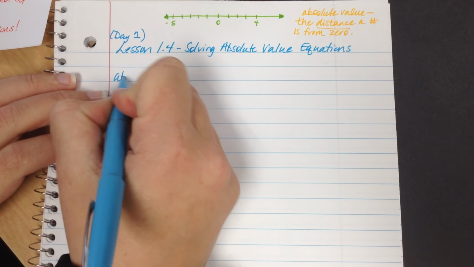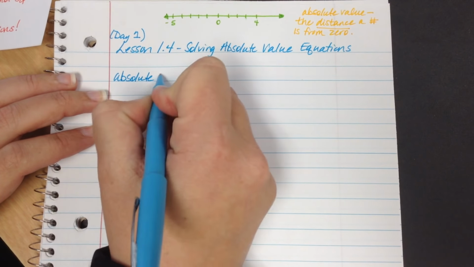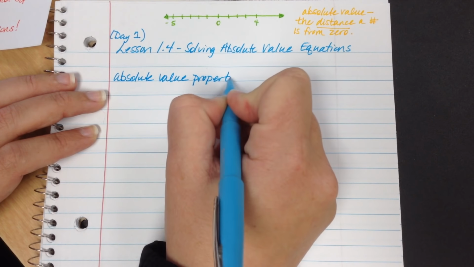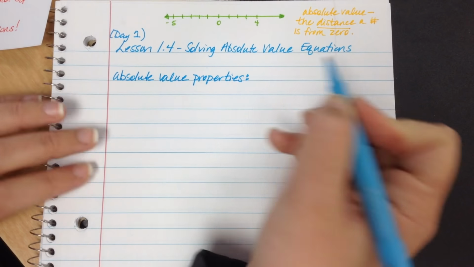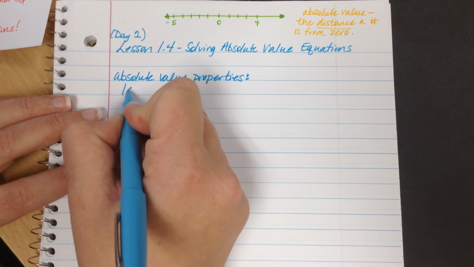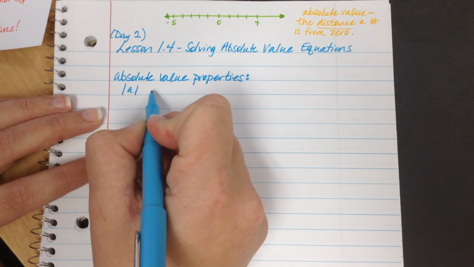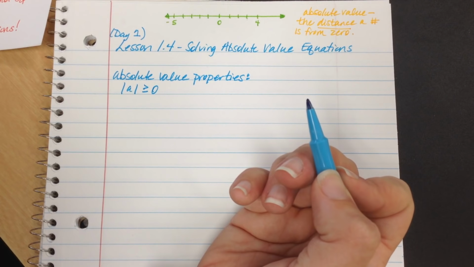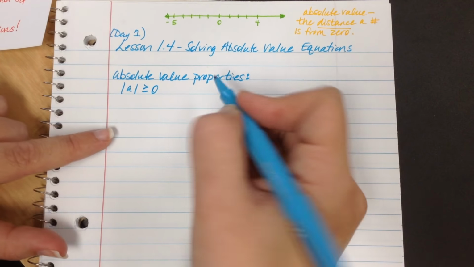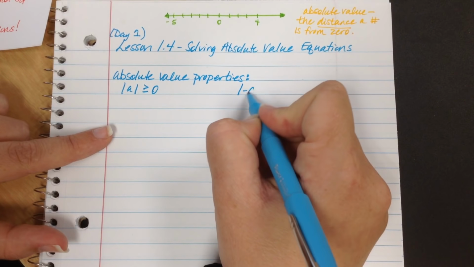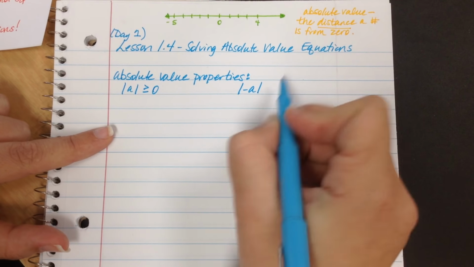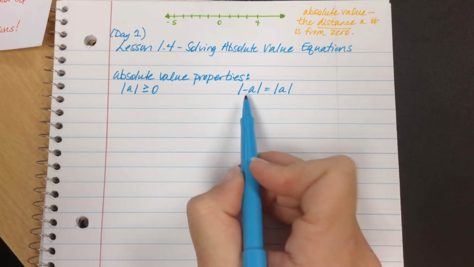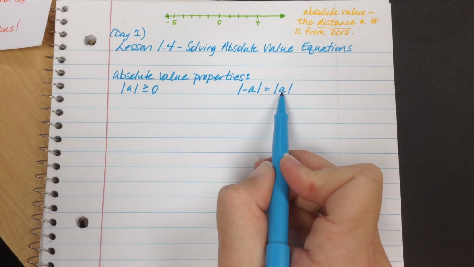Okay, absolute value properties. The absolute value of a number is always going to have to be greater than or equal to 0. Again, it has got to be a positive number or zero. In the same token, the absolute value of negative a equals the absolute value of positive a. The absolute value of a negative number is the same thing as a positive number.